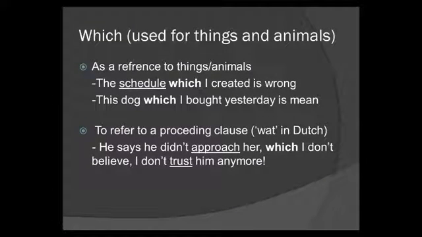Which. Which is used for things and animals. The standard form is just a reference to a thing or animal. If the animal is your pet, you can also use who instead of which. Which can also refer to a preceding clause, which is similar to what in Dutch.